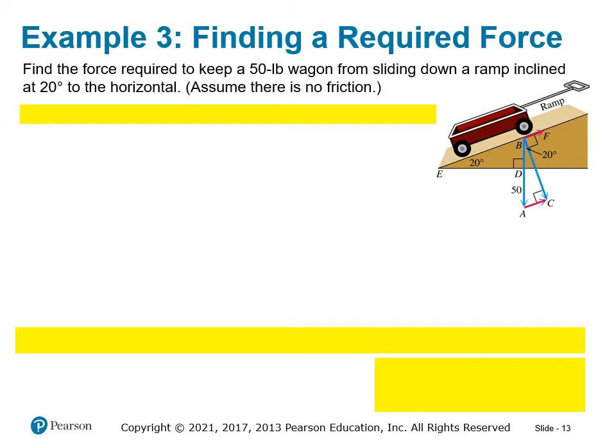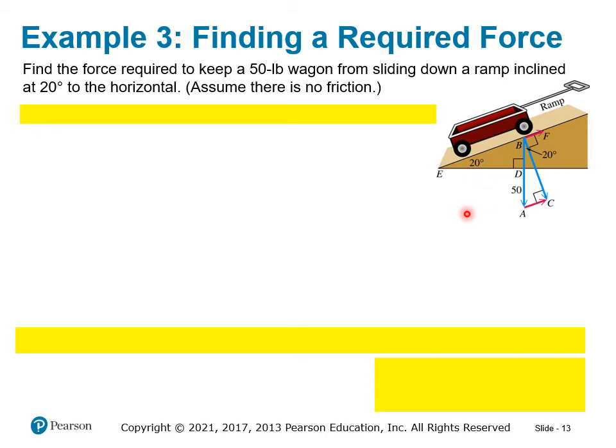These are really quite common. Inclined plane problems are very common in trigonometry, and we're going to go through a lot of things on this slide that are building your base knowledge. Let's first look at the verbiage here. Find the force required to keep a 50-pound wagon from sliding down a ramp inclined at 20 degrees to the horizontal. So there's the ramp. It's got a 20-degree incline, etc.